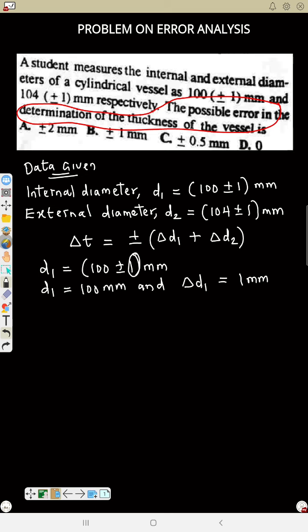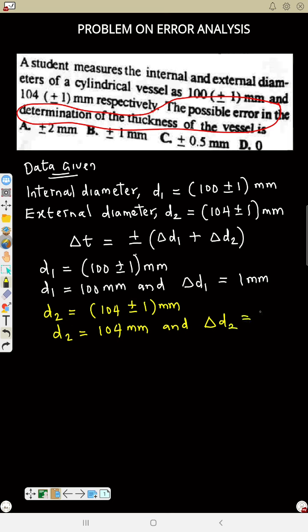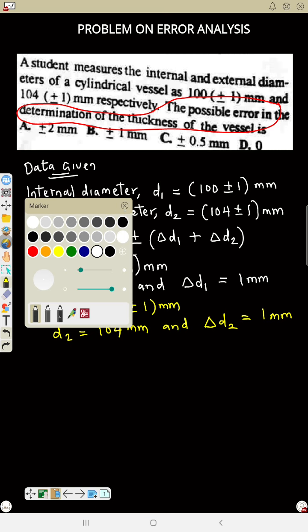This one. Also for d2 is equal to 104 plus or minus 1 millimeter. That means d2 will be equal to 104 millimeter, and absolute error in d2, that is absolute error in external diameter, is also 1 millimeter. That is this one.